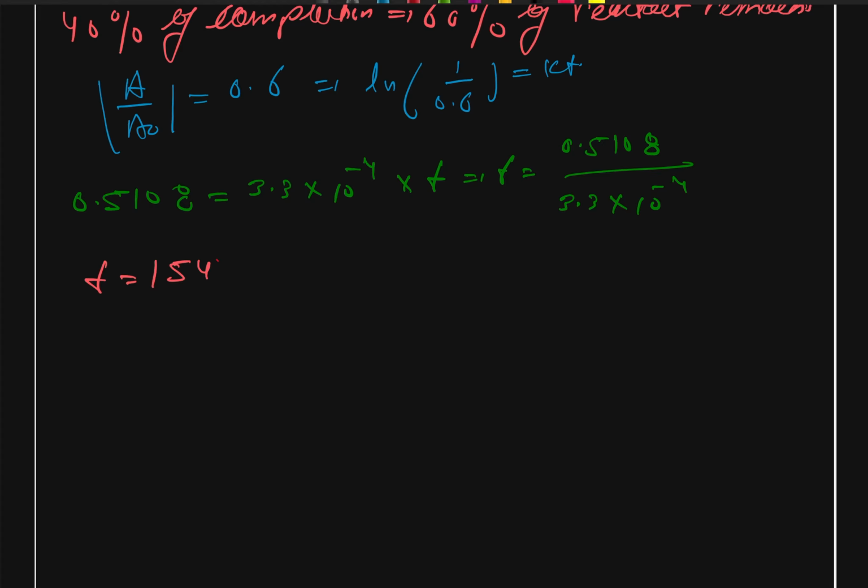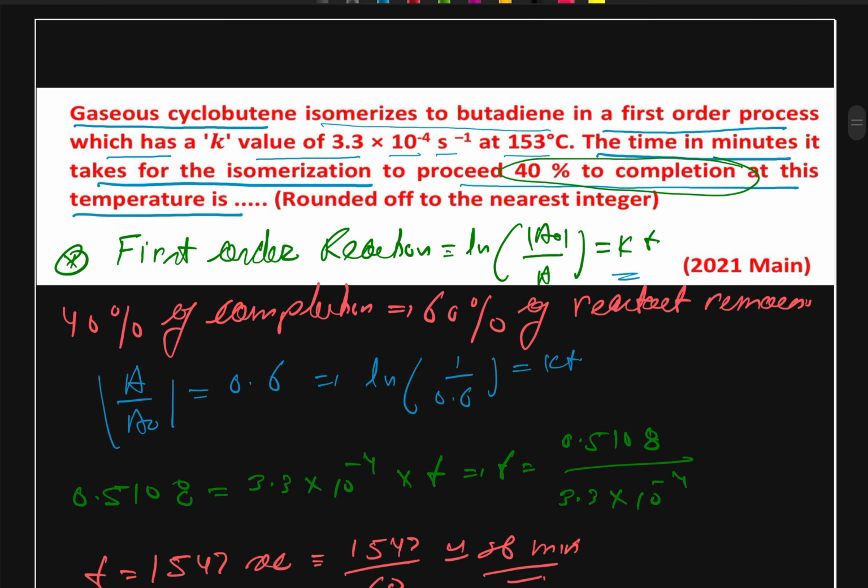And we get T will be equal to 1547 seconds. But we need to find out in minutes. So we simply divide it by 60, and this comes approximately equal to 26 minutes. So we get this as our 26. Next question.